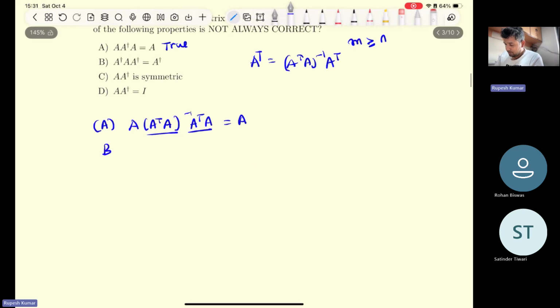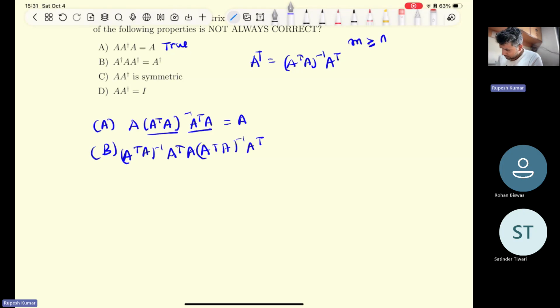Then option B, you can check A dagger, which is (A transpose A) whole inverse A transpose A, then (A transpose A) whole inverse A transpose, right? So this essentially becomes this again, these two become identity, and this is A dagger, right? So this is always true.